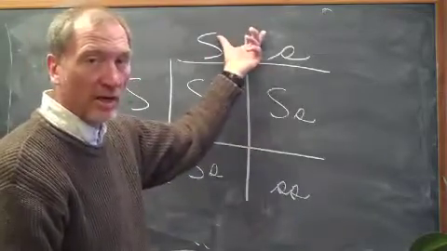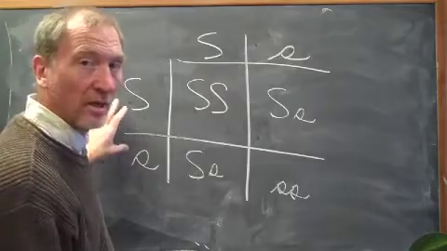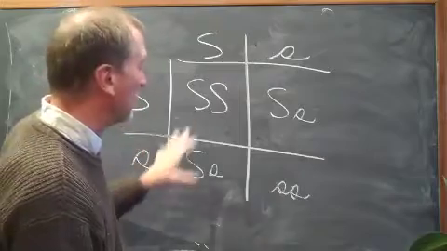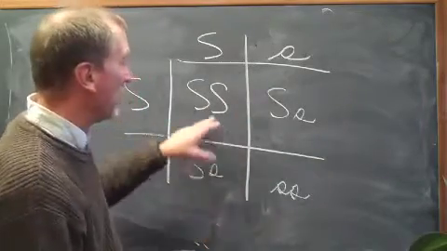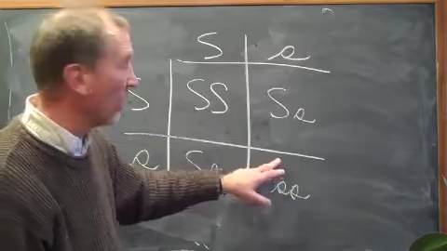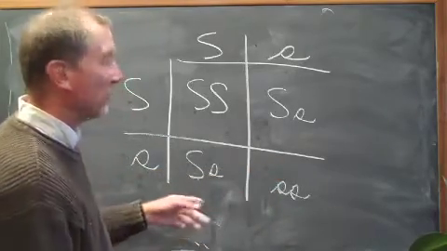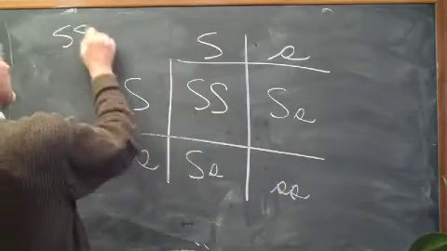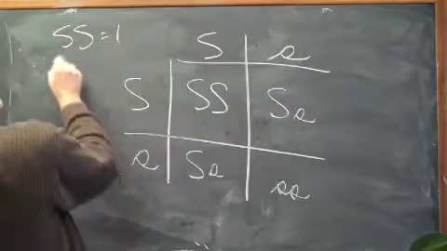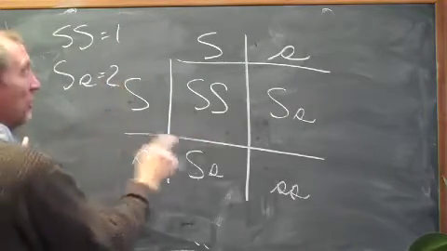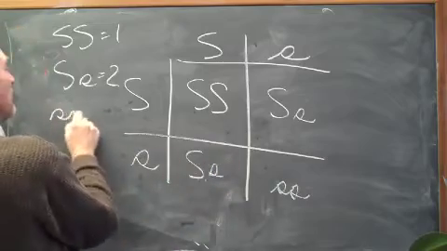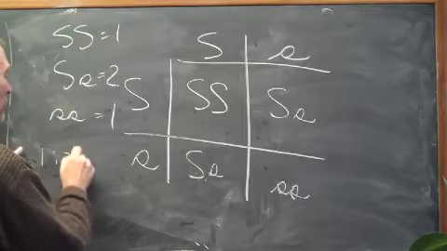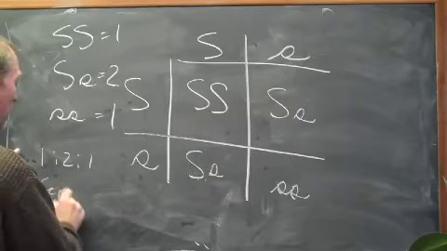You put the gametes from the male on the top, the gametes from the female along the left-hand margin of the rows. They're in equal frequencies, and then you can figure out the genotype ratios and the phenotype ratios. So the genotype ratios are for big S big S is 1, the heterozygote is 2, here and here, and the homozygous recessive is 1. So the genotype ratio is 1 to 2 to 1. This is genotype.